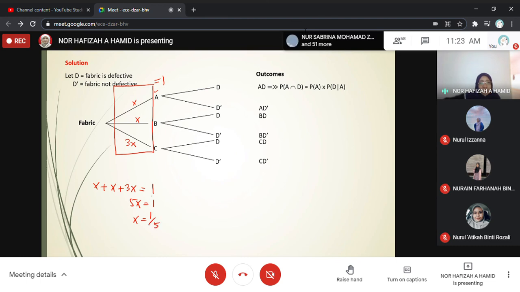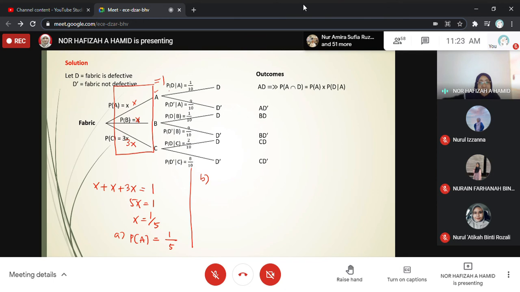So the probability of selecting fabric A is equal to 1/5. Okay, so this is for A, and for B, they want the probability that the fabric has a defect. So here you have the defective rate. The defective rate given for A is 10%, so you have 1/10. The defective rate for B is also 1/10, and the defective rate for fabric C is 20%, so you have 2/10.